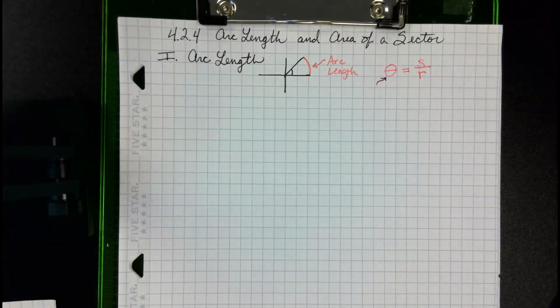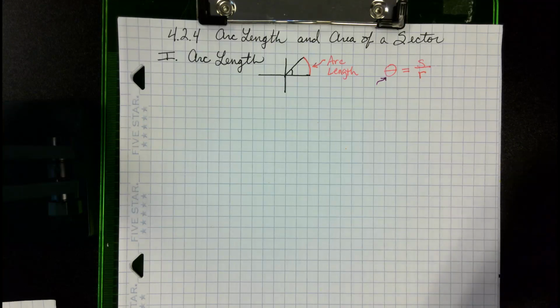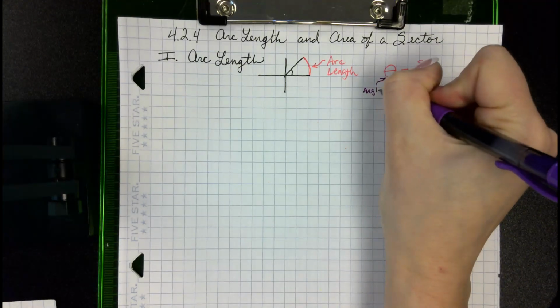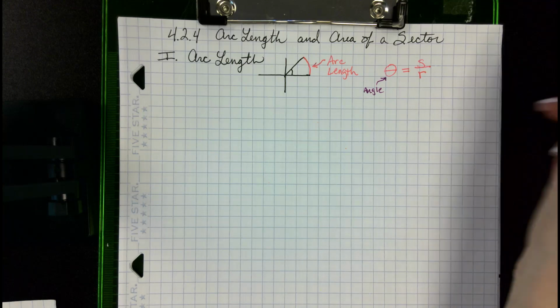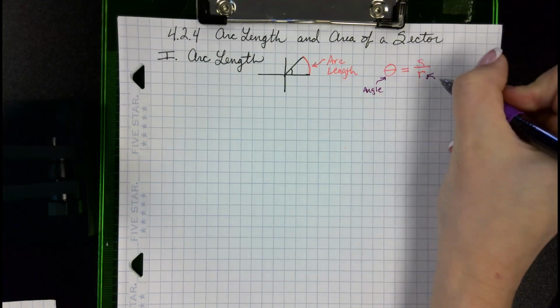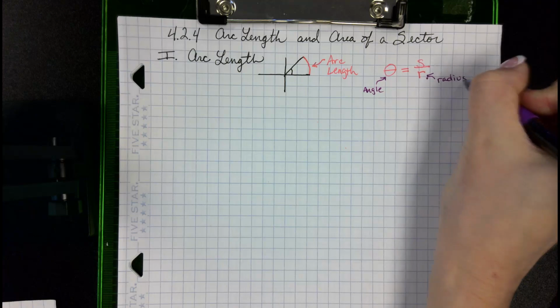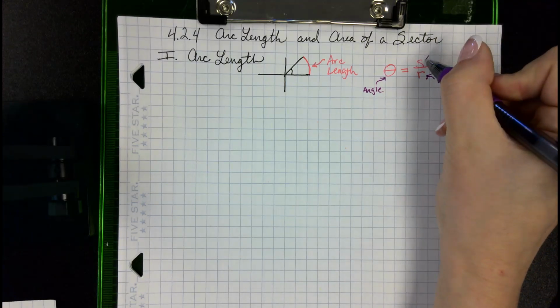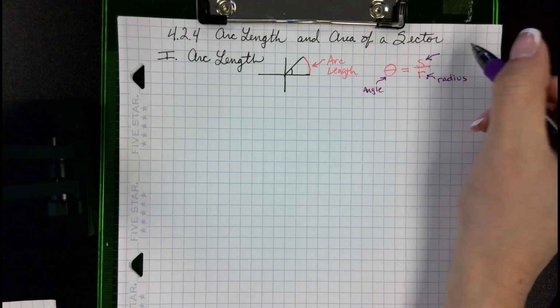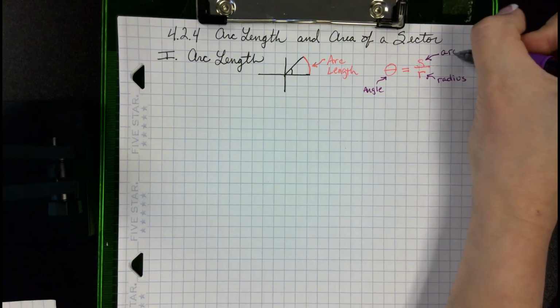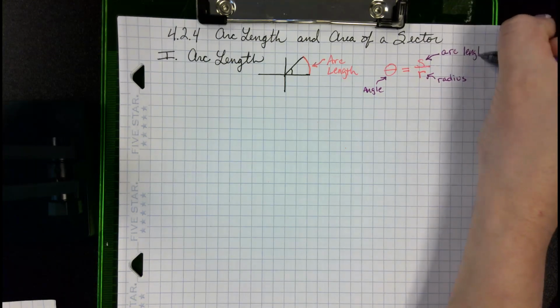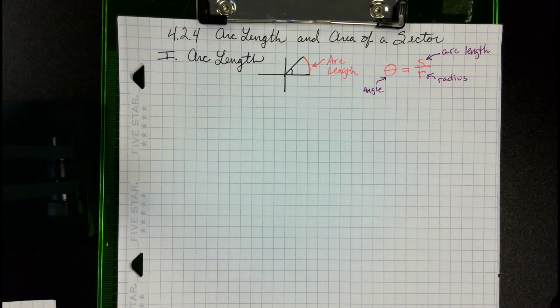Where, as always, what does theta represent? The angle, yeah. What do you think R represents? Yeah, the radius. And so that leaves S to represent arc length, because that makes sense, right? S is arc length, just what it is. S represents arc length.